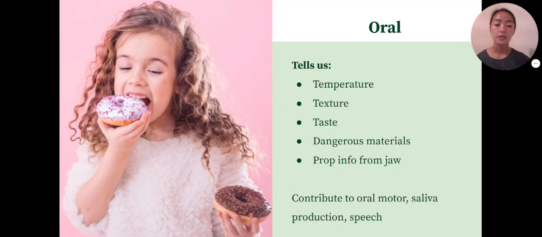Now we have the oral system. The system is developed in utero and is well developed by 12 to 19 months. It allows us to determine temperature, texture, and taste of foods and drinks. It also gives us information about potentially harmful substances. The oral system also receives proprioceptive input from our jaw when we bite and chew. It also contributes to oral motor skills, saliva production, and speech.